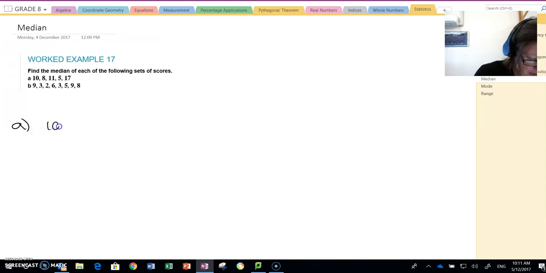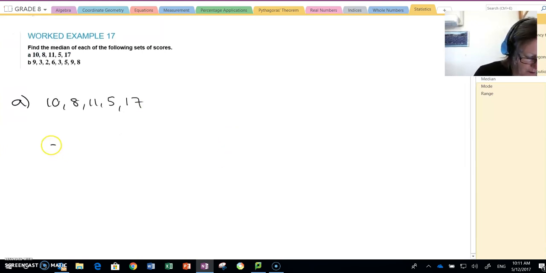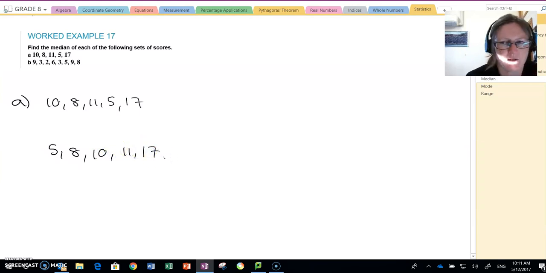So our first example, we have 10, 8, 11, 5 and 17. We need to put these scores in order. So 5, 8, 10, 11 and 17. First method, easy method when there's not many scores. If it's the middle score, let's cross off the lowest with the highest, lowest with the highest. There's our middle score, 10. Doesn't take that long to cross off from either end when there's only 5 scores.